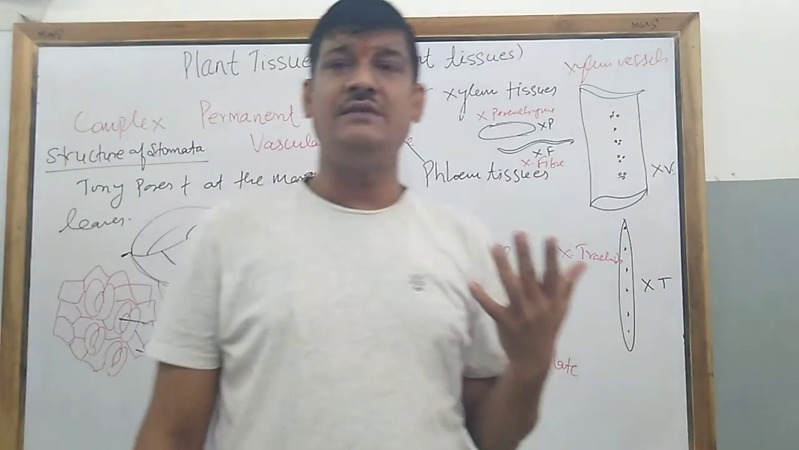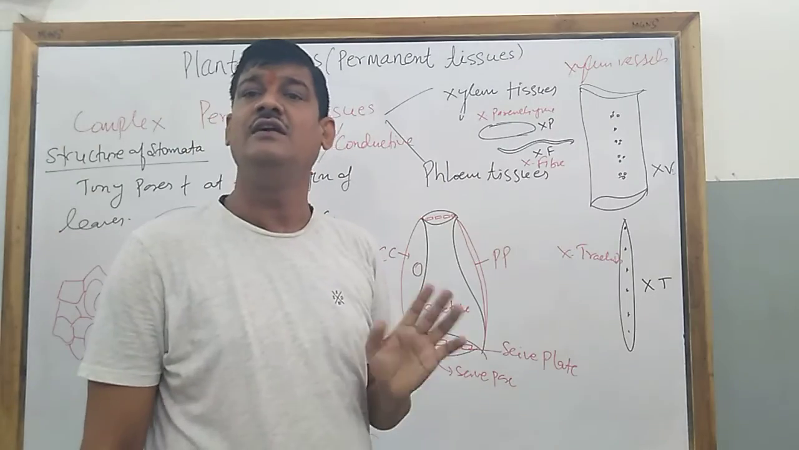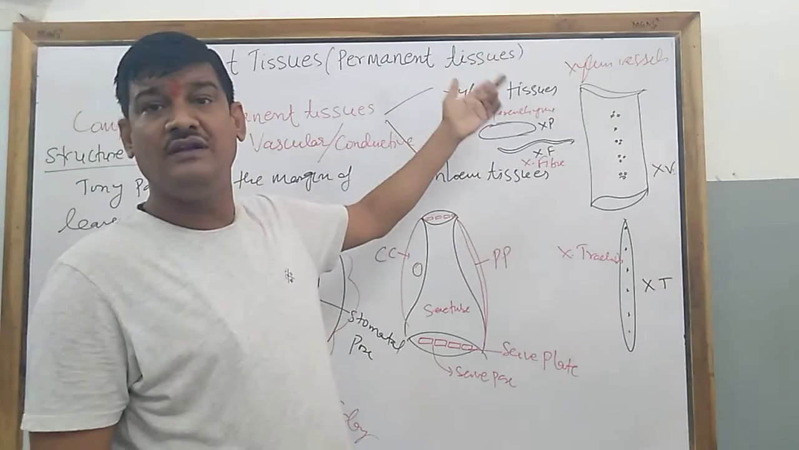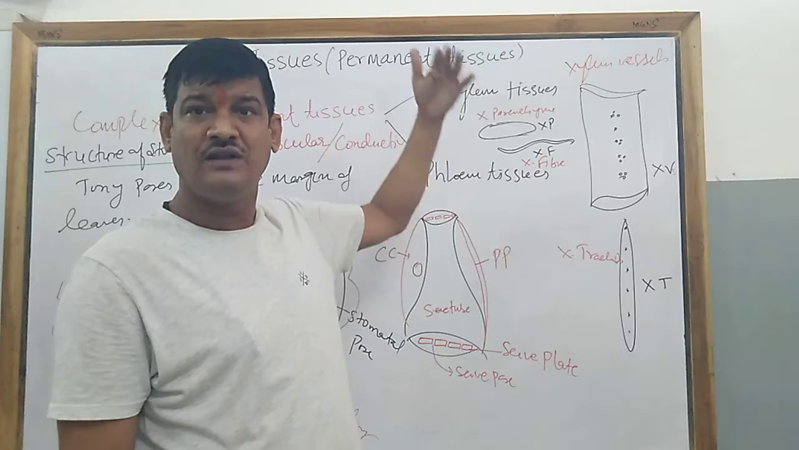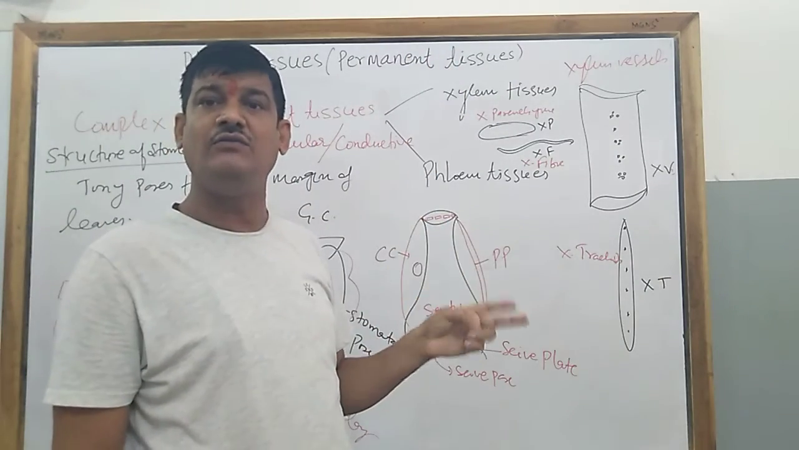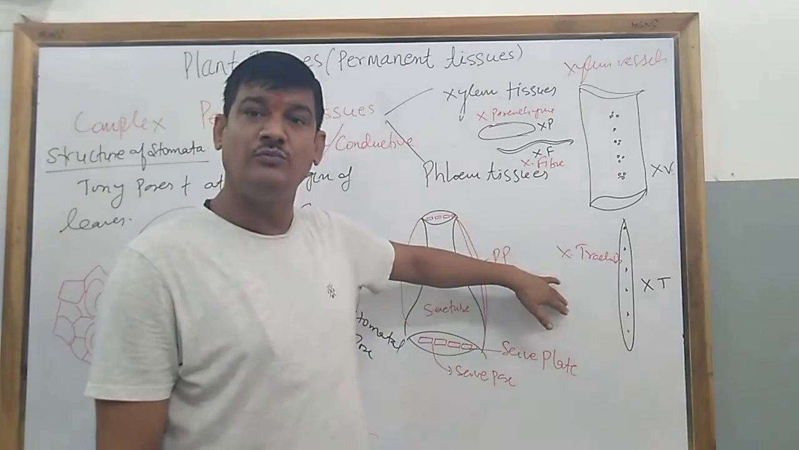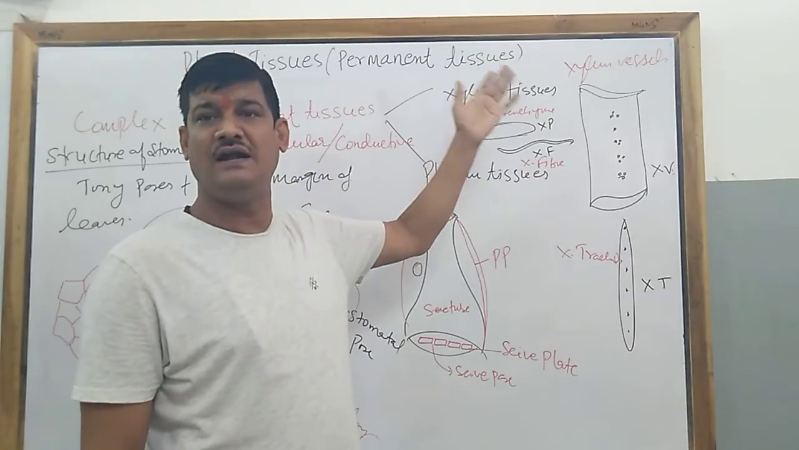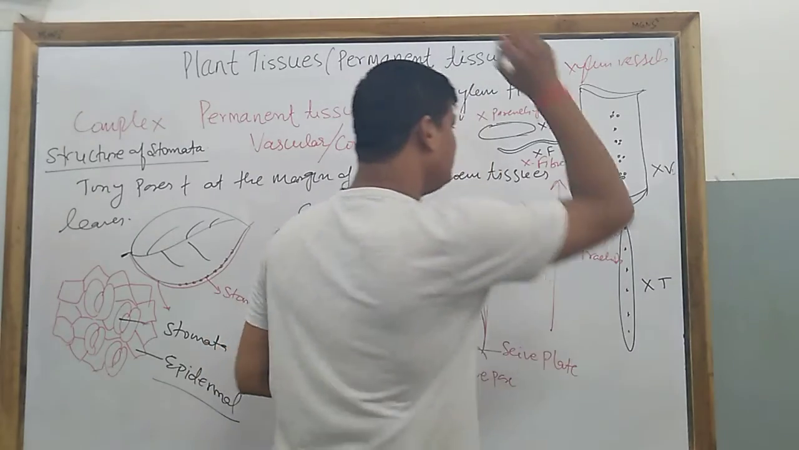Now the function of xylem tissue. The most important function of xylem tissue is transportation of water and minerals only. But when the transportation of water and minerals takes place, it is always from the root to the tip of the plant, that is the leaf. So it is unidirectional. The movement of water molecules or ions or whatever mineral is dissolved in the water is from root to the tip of the plant. So it is unidirectional.